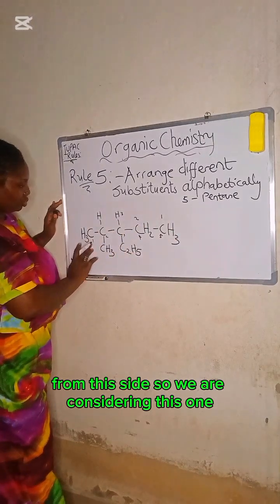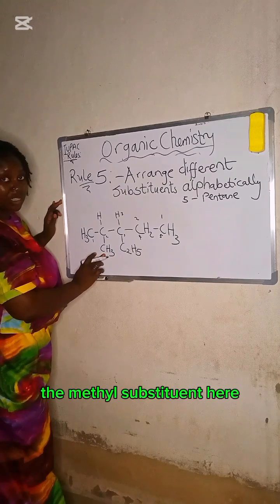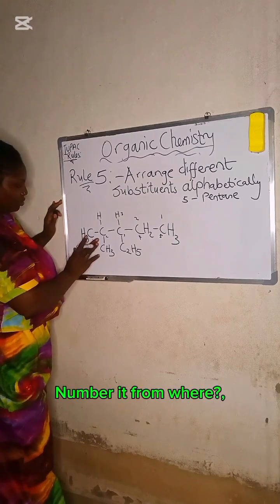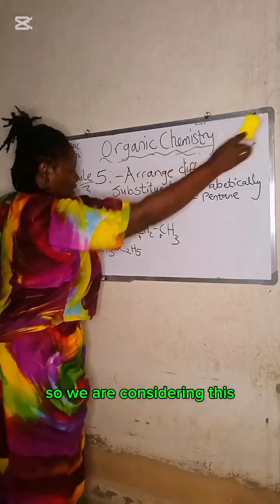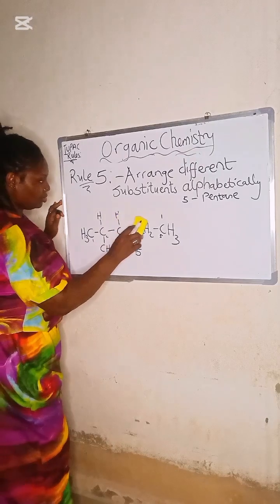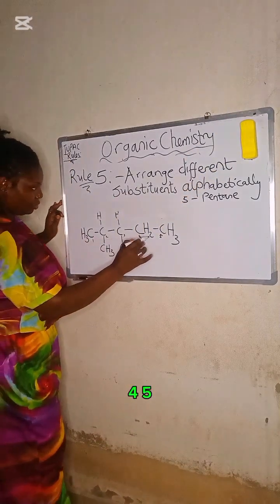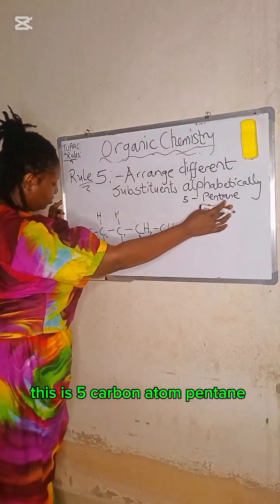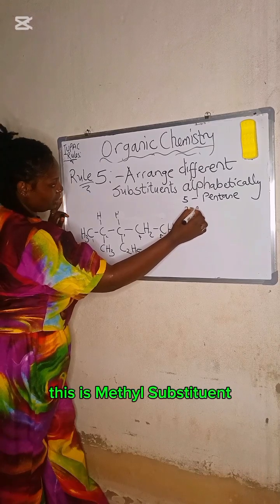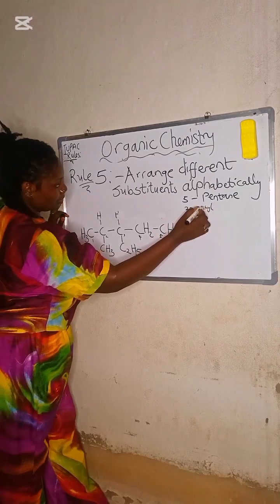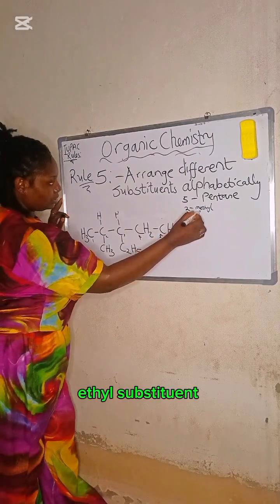So we are considering this one because this carbon atom is closer to the methyl substituent here. Number it from the closest end, rule number 2. So we are numbering it from this side. This is 1, 2, 3, 4, 5. This is a 5 carbon atom chain, pentane. The methyl substituent is here, at carbon number 2, and the ethyl substituent at carbon number 3.